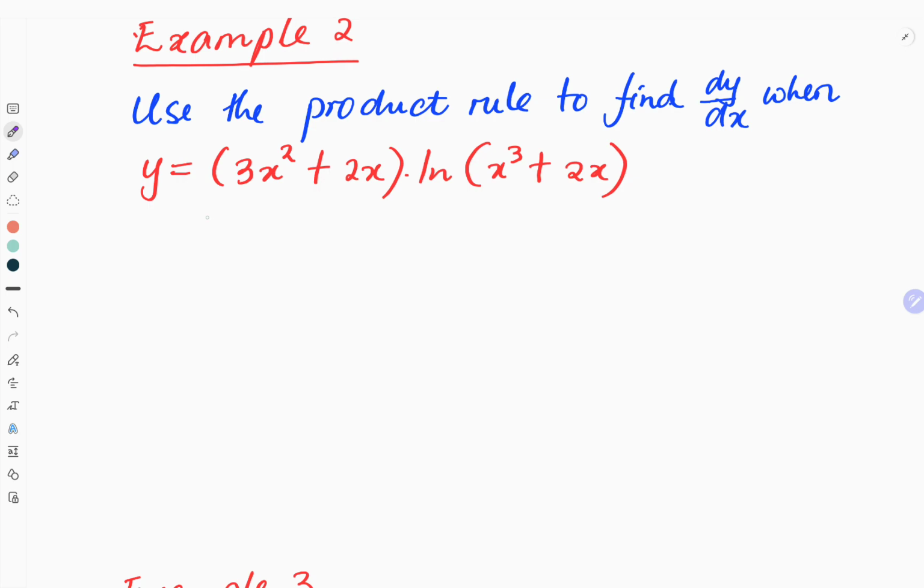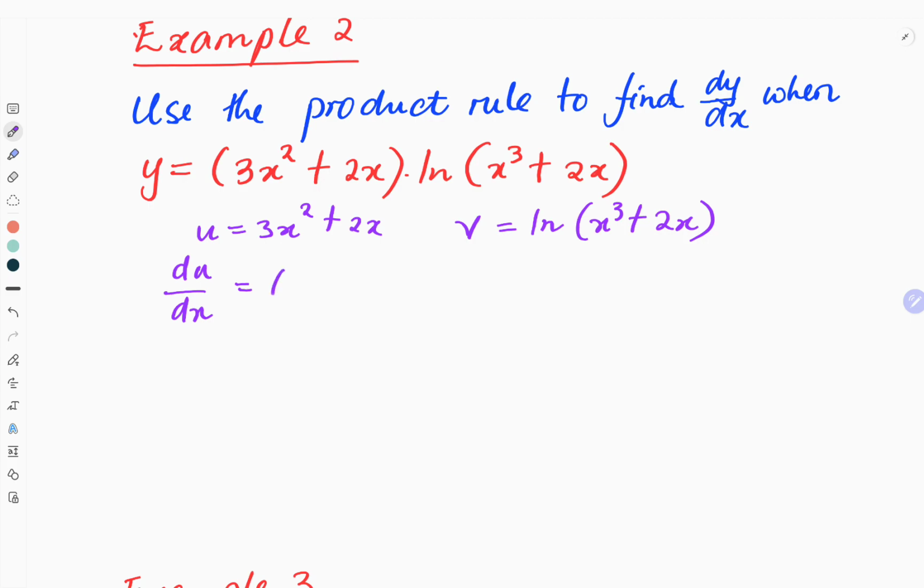Now, in the next example, you are asked to determine the derivative using the product rule. So in this case, let's say our u is equal to 3x squared plus 2x, and our v is equal to ln of (x cubed plus 2x). Then you find your du/dx, and that will be 6x plus 2.